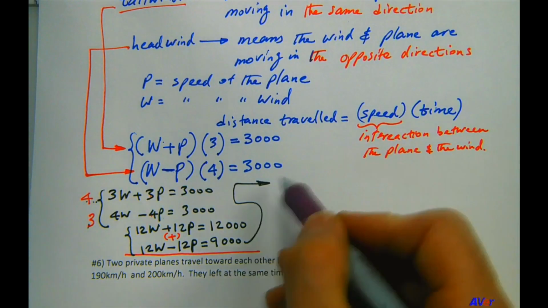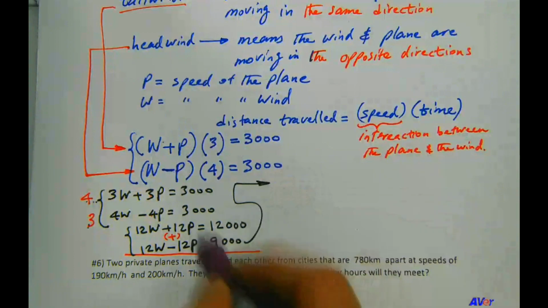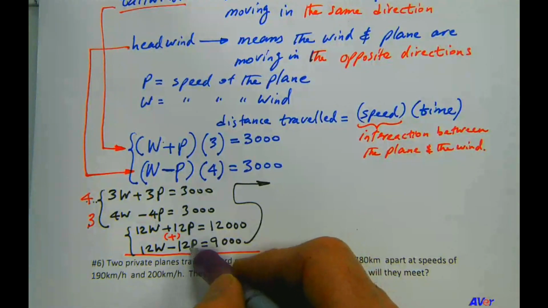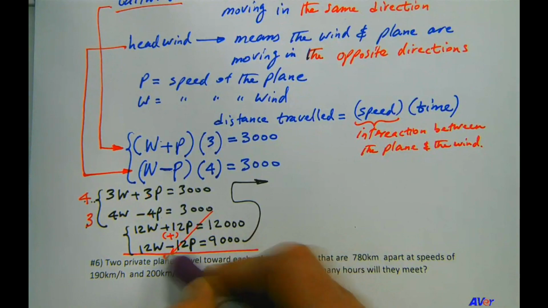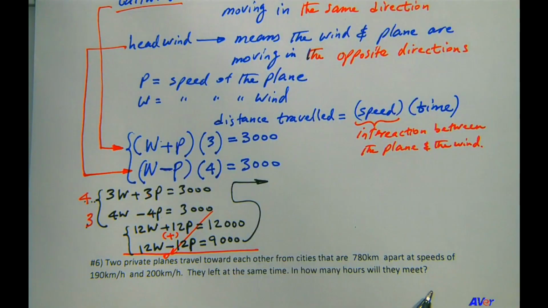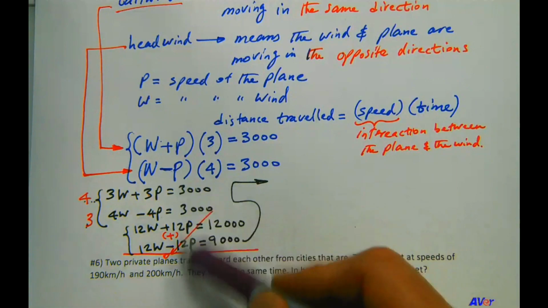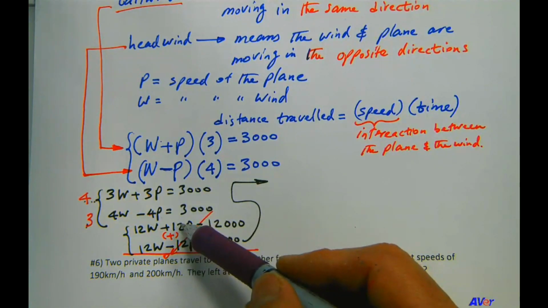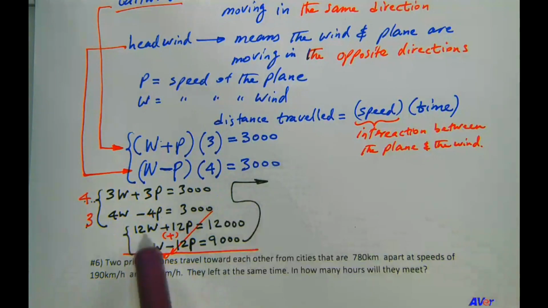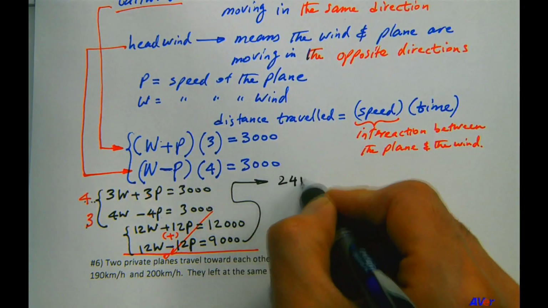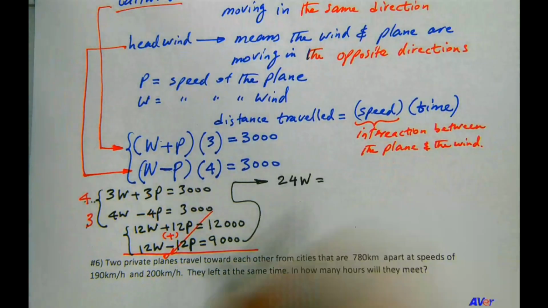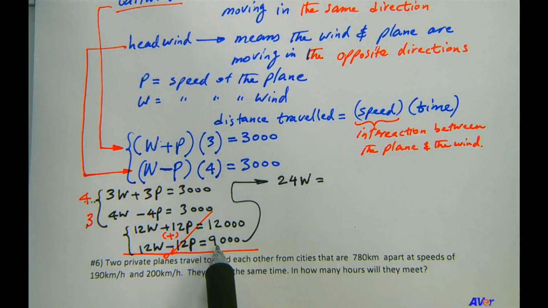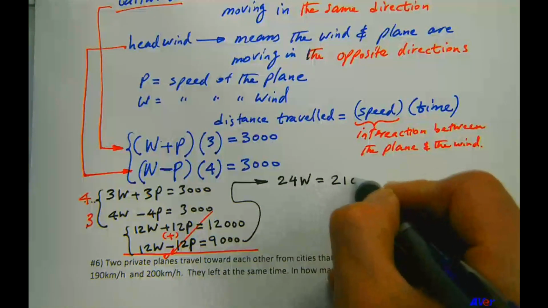But I'm going to add them here where I have space. So notice that the P terms, or the plane terms, drop out. They add up to 0, right? Because they have equal but opposite coefficients. And we intended the variable P to drop out so we can solve for the other variable. Okay, so what do we have? We have 12W plus 12W, that's 24W, equals 12,000 plus 9,000, we've got 21,000.